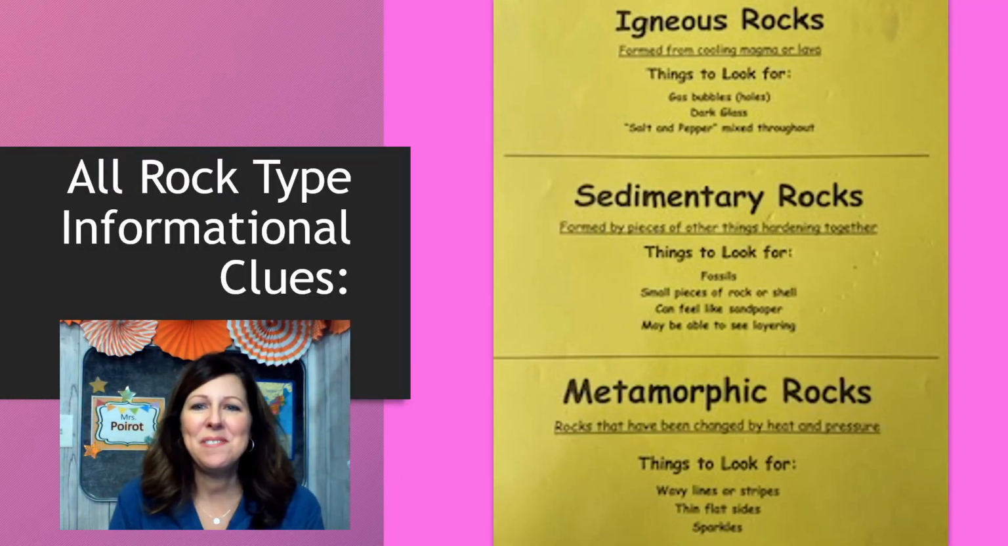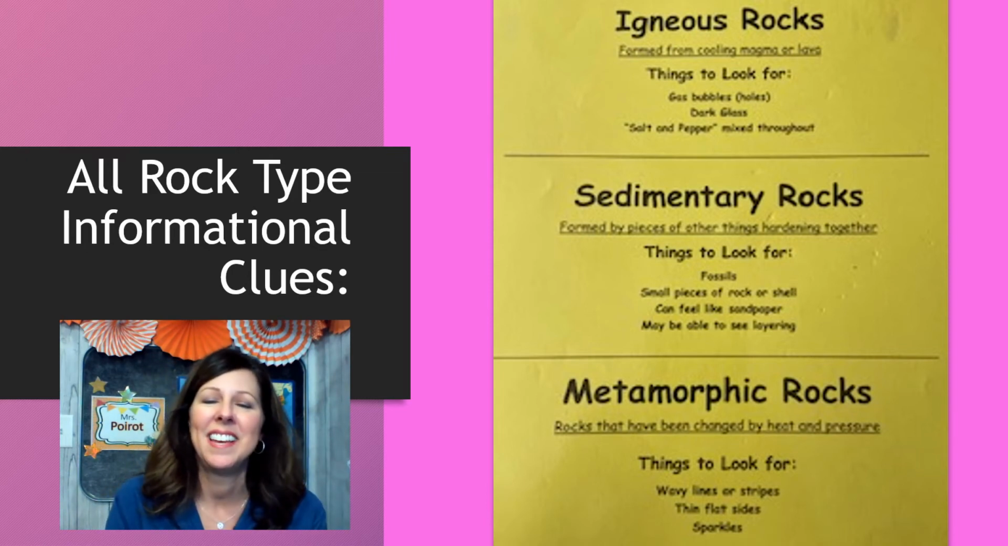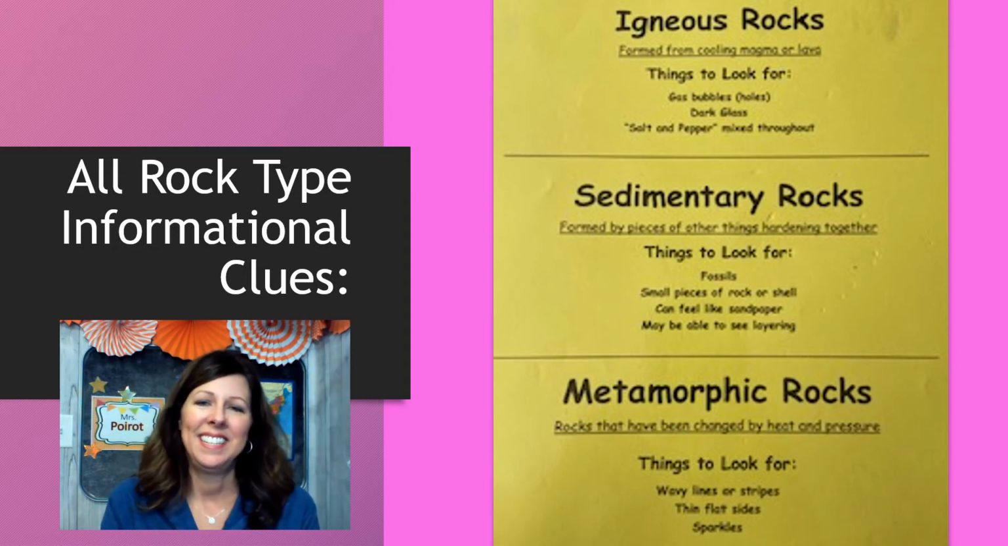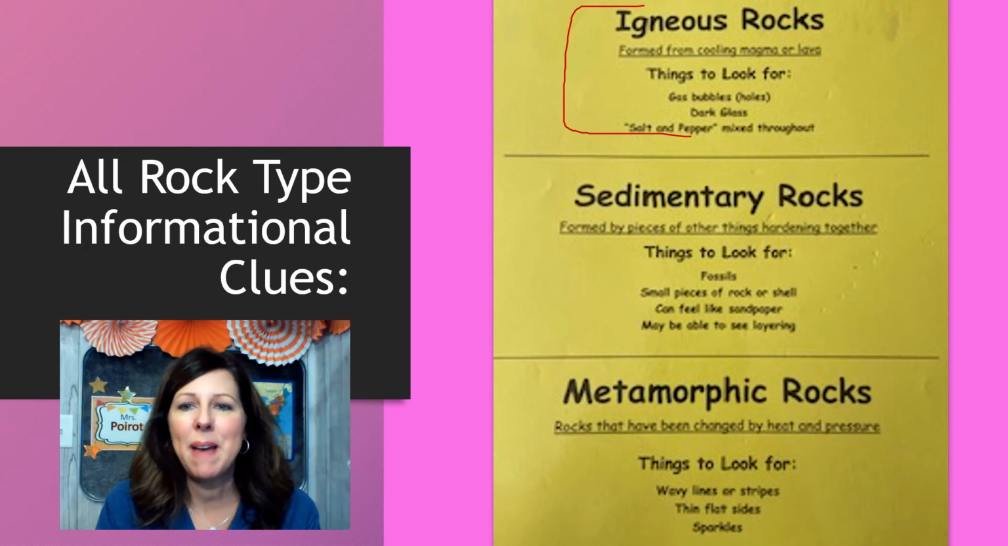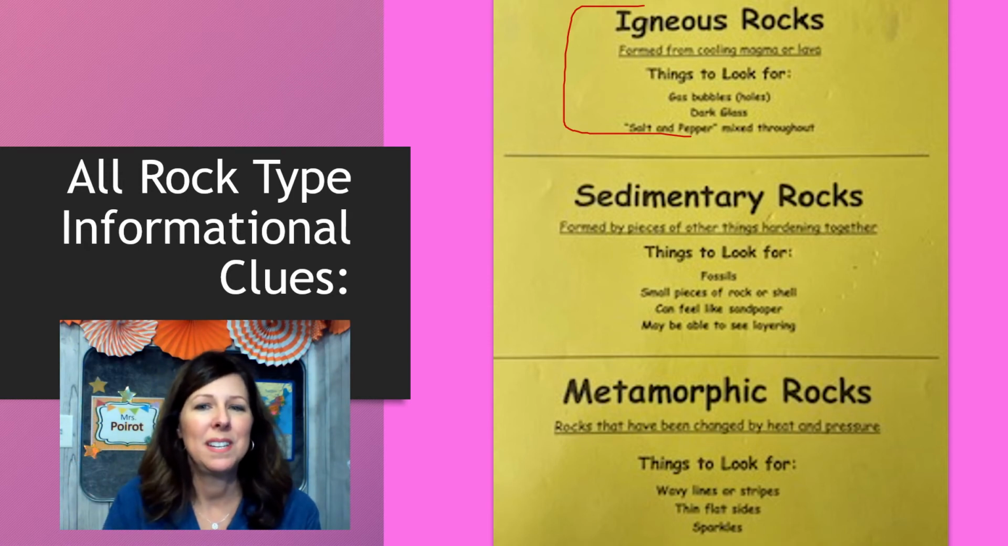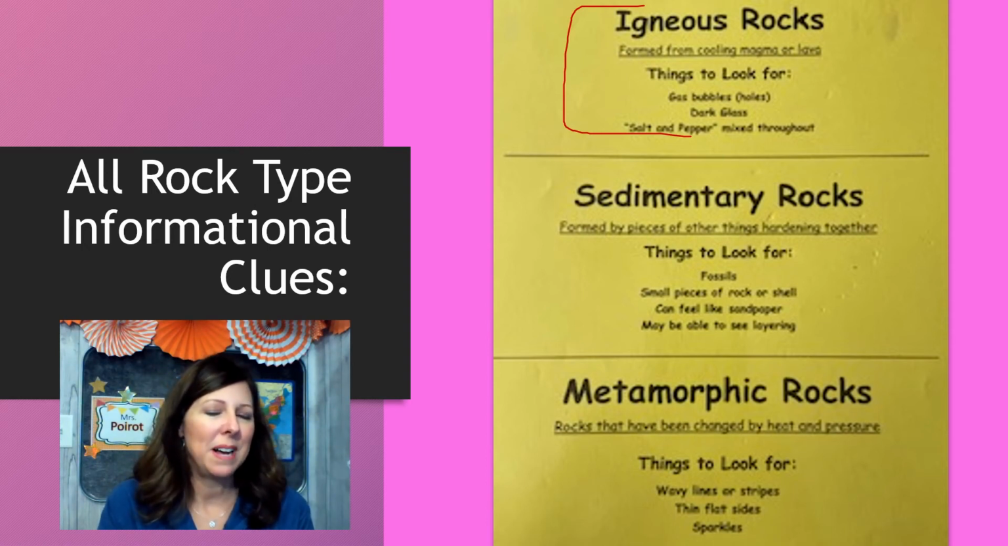All right, so let's review the different types of rocks and what we should be looking for so that we can identify the rock that we found. The first type is our igneous rocks. Remember, those are formed from cooling magma or lava. Some things to look for would be gas bubbles or holes, maybe dark glassy color, or maybe salt and pepper mixed throughout.